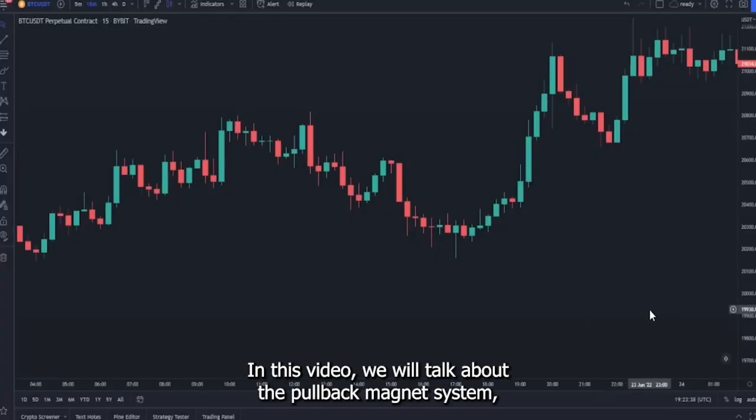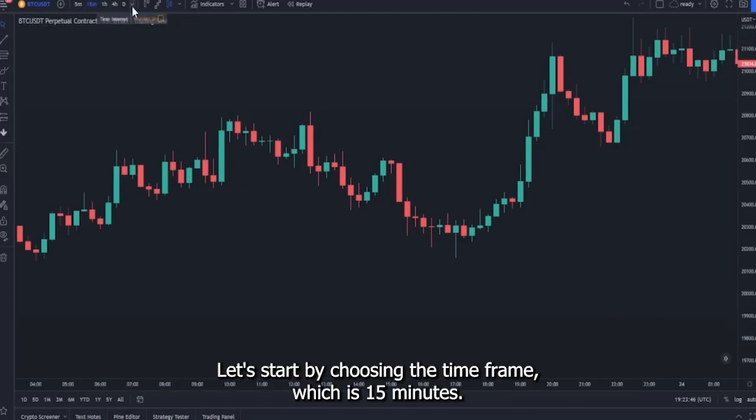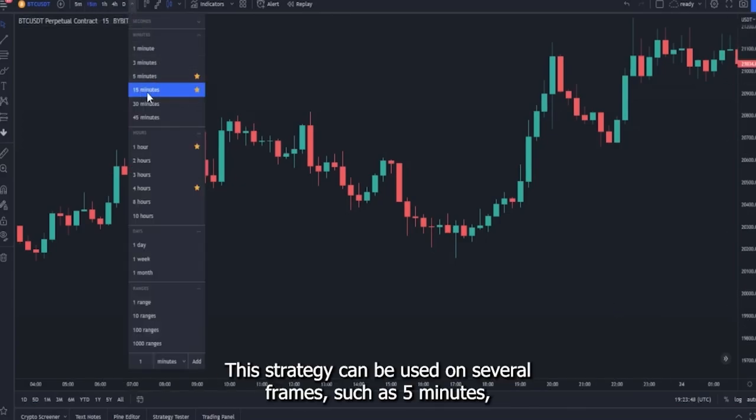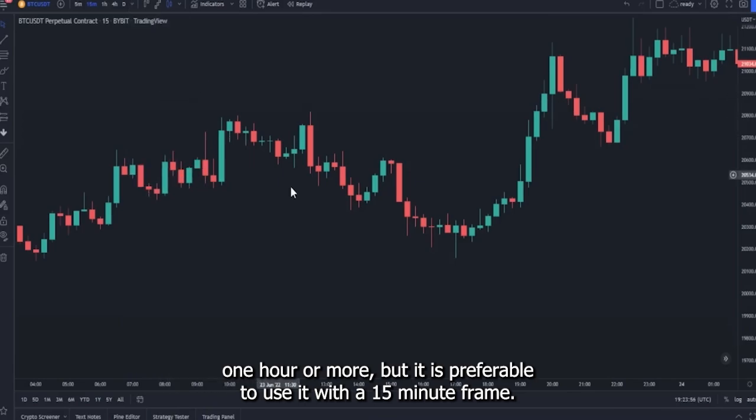Let's get started. In this video, we will talk about the pullback magnet system, which is the best strategy that gives big profits in a short time. Let's start by choosing the time frame, which is 15 minutes. This strategy can be used on several frames, such as 5 minutes, 1 hour, or more, but it is preferable to use it with a 15-minute frame.